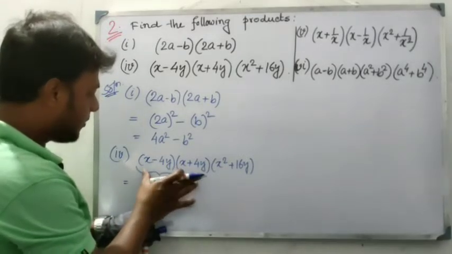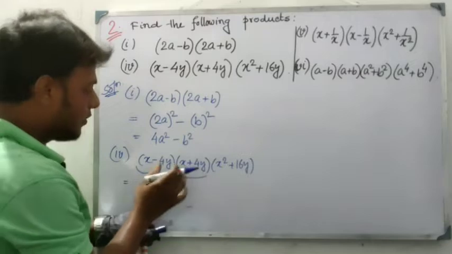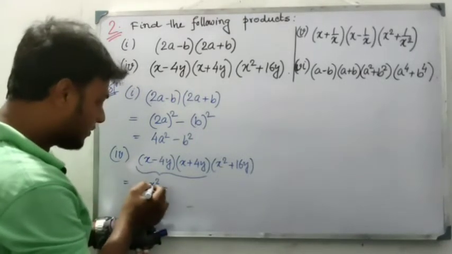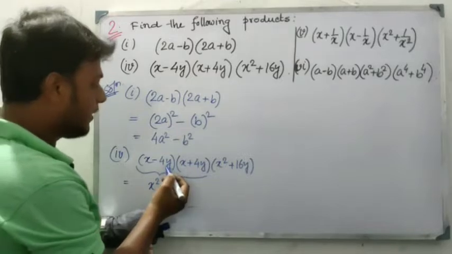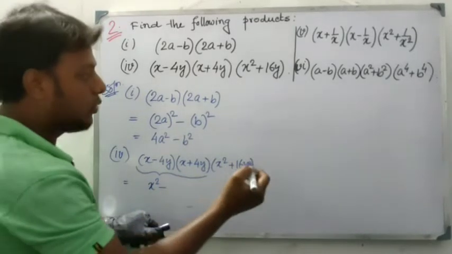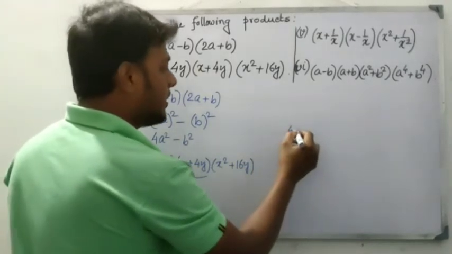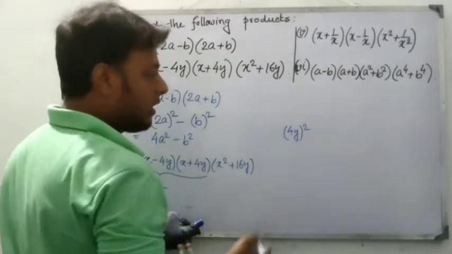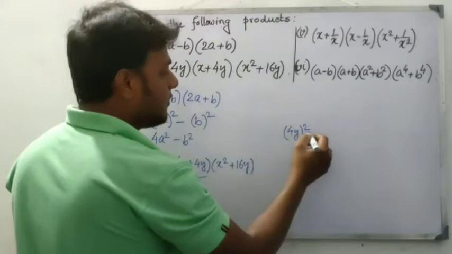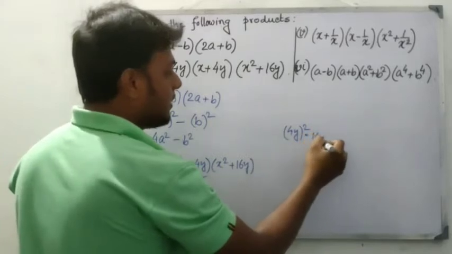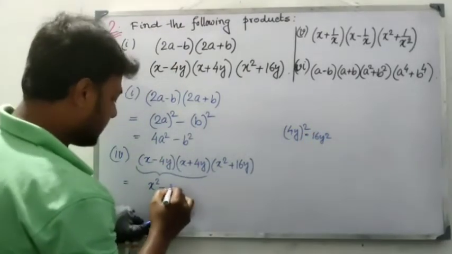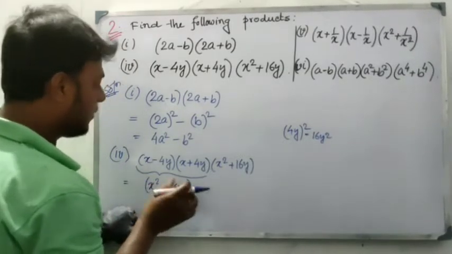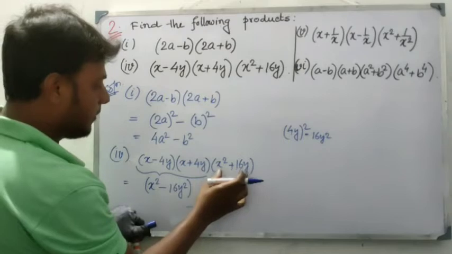So the product of the first two factors will be x² minus the second one squared. The second one is 4y, and (4y) squared means (4y) whole squared, which is 16y². So this is the product of the first two factors, and keep the rest unchanged.